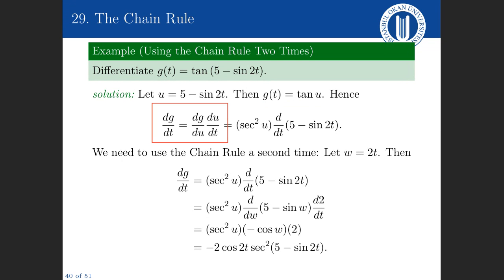dg dt is the same as dg du multiplied by du dt, or sec squared u multiplied by the derivative of 5 minus sine 2t. We need to find the derivative of 5 minus sine 2t, so we're going to need to use the chain rule a second time. I've already used the letter u. I need a new letter. I'm choosing to use the letter w now. Doesn't matter which letter we use, as long as it's not t or u. So just choose a new letter. I'm going to let w be equal to 2t.